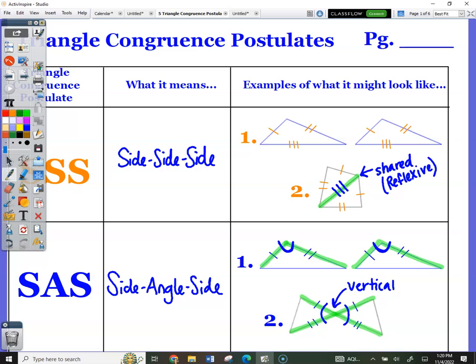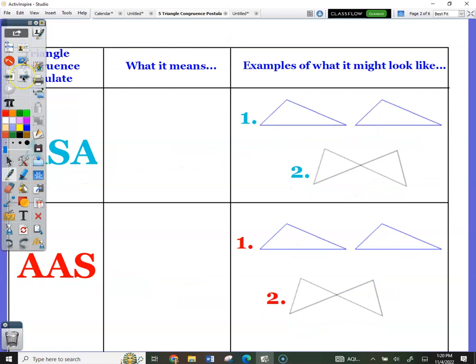All right, what do you think the next shortcut stands for? Angle side. So it's the reverse of this. Angle, side, angle. So come right here, angle, side, angle.